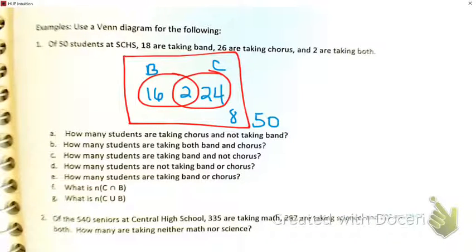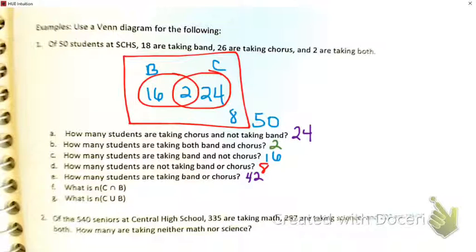Okay, so how many students, Peyton, are taking chorus and not taking band? 24. Okay. Amelia, how many students are taking both band and chorus? 2. Aaron, how many students are taking band and not chorus? 16. Good. Nathan, how many students are not taking band or chorus? 8. Okay. How many students are taking band or chorus? Zach? 42. Because you add the 16, the 2, and the 24.